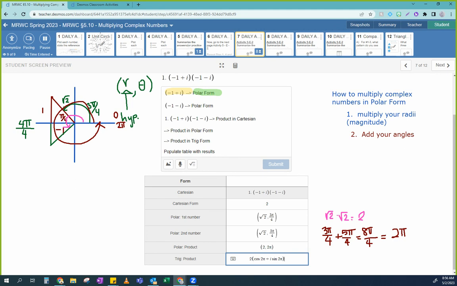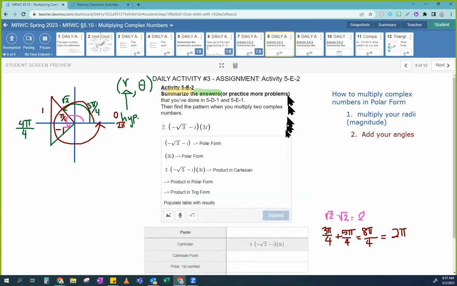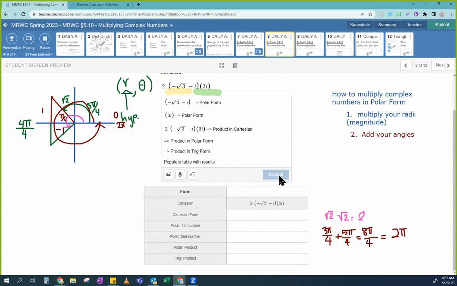Okay, so now I would like you to practice. Go ahead and practice this one and let's see if you can get the same kind of work.